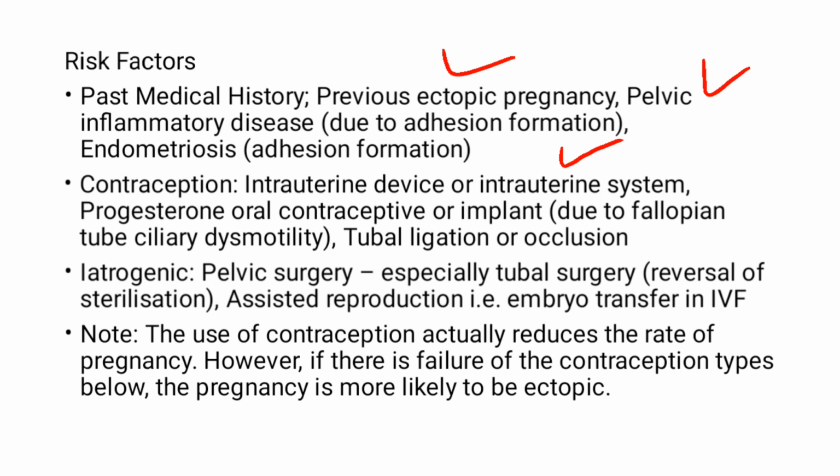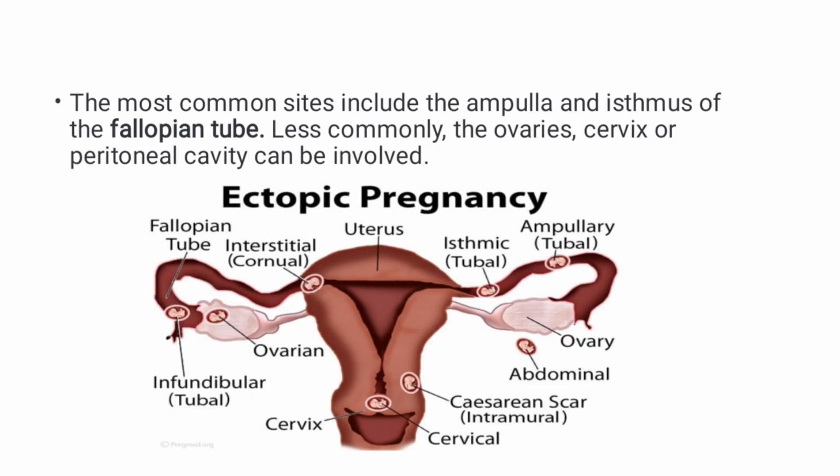That was what I was explaining on the IUCD and even the other types of contraception. It's a failure of the contraception that makes someone more likely to have an ectopic pregnancy, not necessarily the use itself.